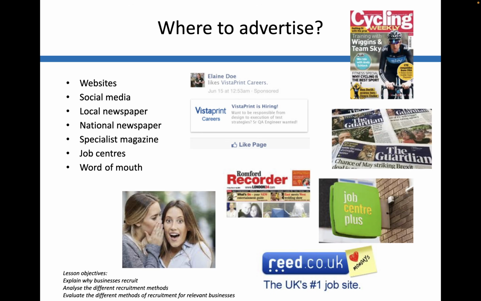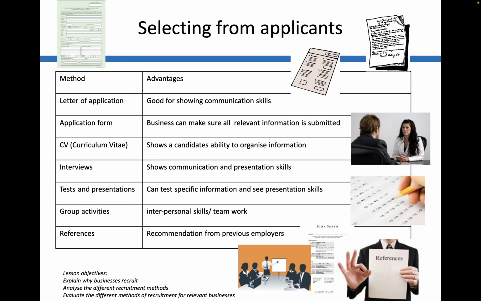It could be specialist magazines. So if you're trying to hire somebody to come into your business and help design a new bicycle, you might put your job advert in Cycling Weekly as pictured in the top right. Job centres and also word of mouth, so telling people to tell other people. Sometimes you might hear the word headhunting. That's a bit of a similar way of word of mouth.